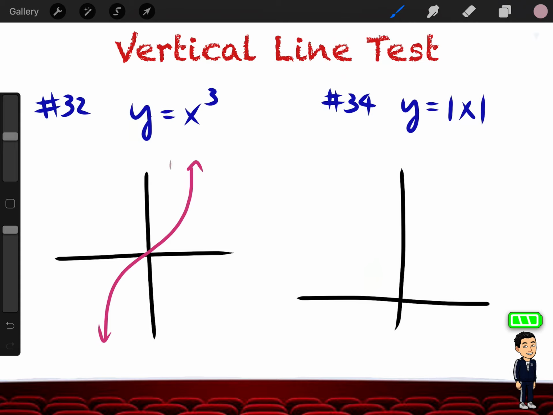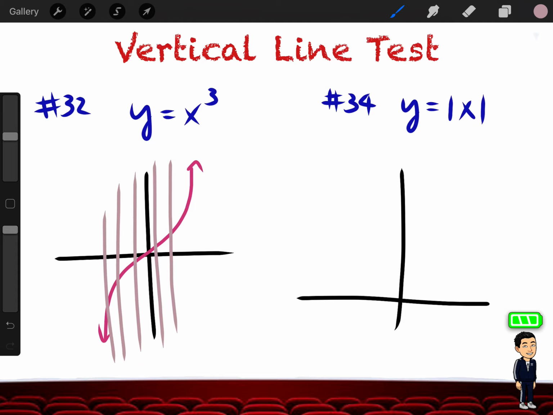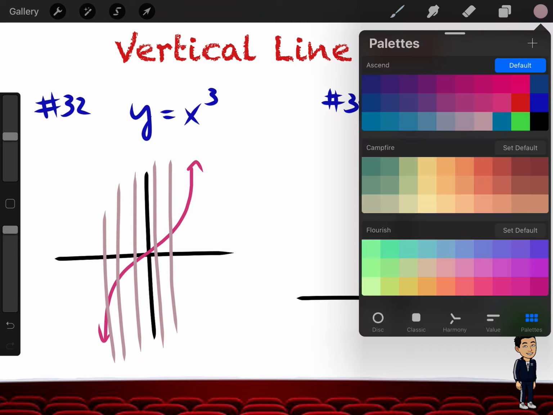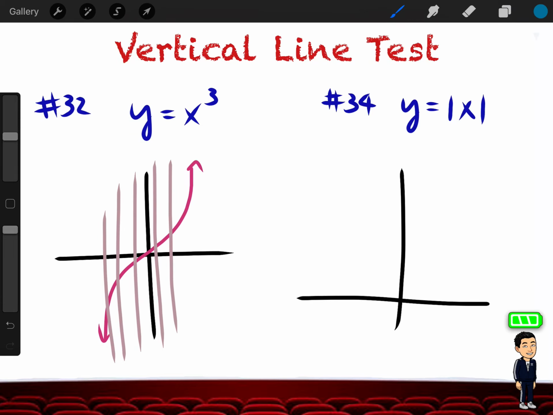So you're gonna have to draw lines like that. These are the vertical lines, and we're going to be performing this test. If you have just one point of intersection for each vertical line like this, then this is a function. Yes, it's a function. Okay, so let's look at the next one.